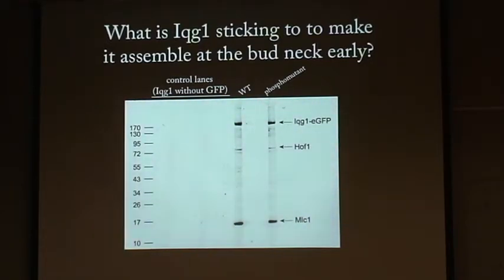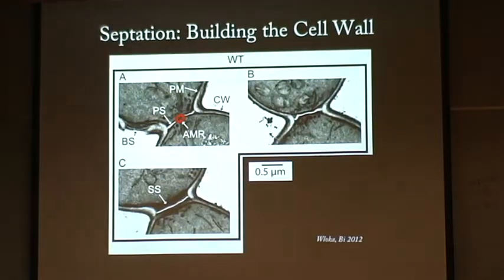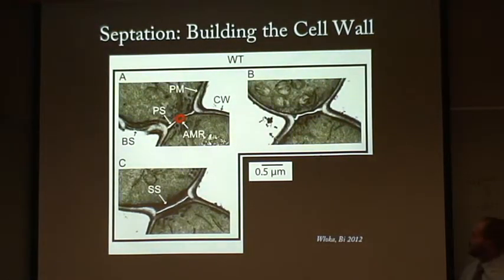But we did have this new interaction to think about, and it's this protein HOF1, which keen eyes might remember was in that chain of proteins. And it's part of this other suite of proteins that are involved not with the contracting of the ring, but with a separate process called septation, the building of the cell wall between two yeast cells. And you can see on some electron microscope pictures taken from another lab how this cell wall is built, this little septum that forms across two cells.